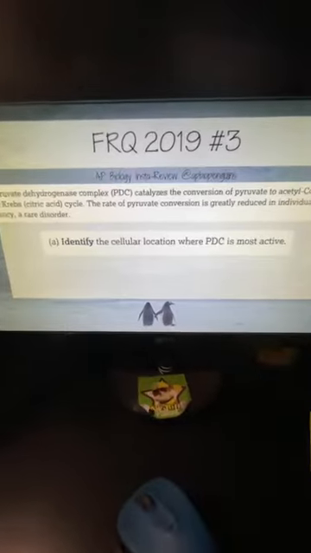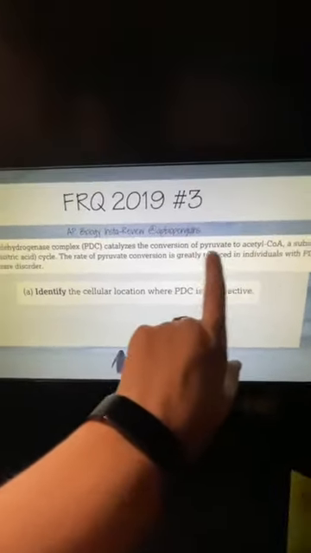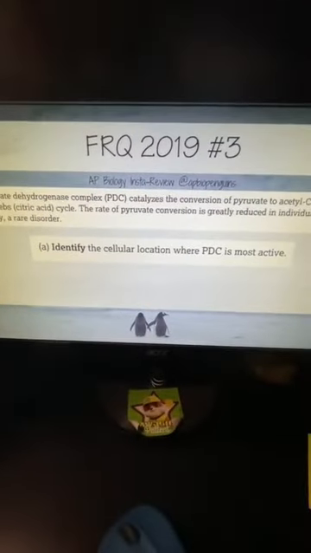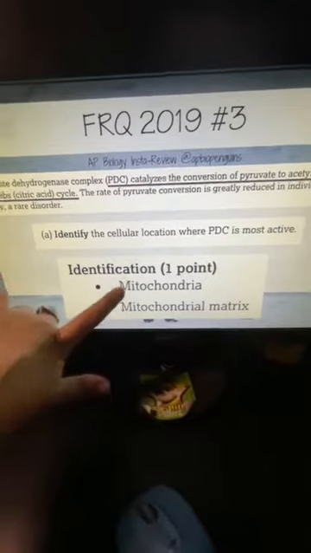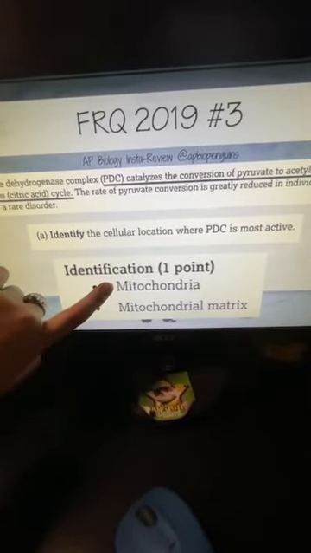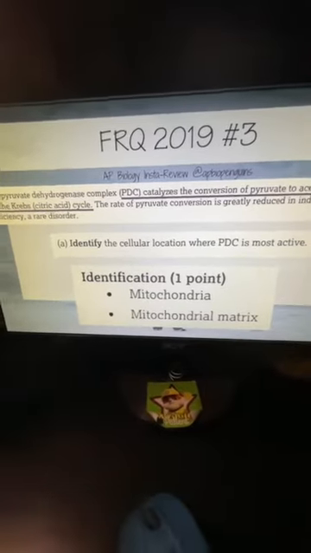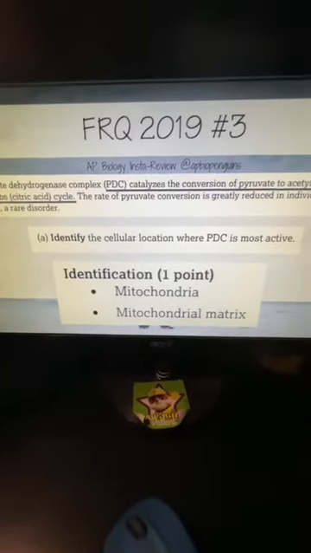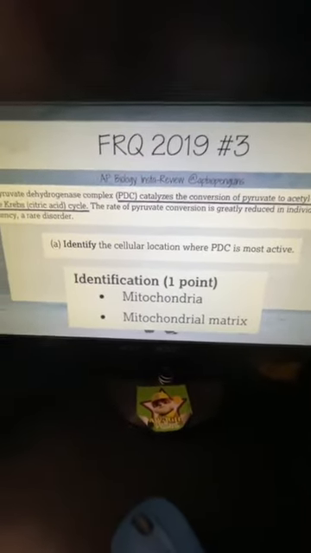So we first need to come up with where's the cellular location where the PDC is most active. Well, since we know this is happening with the Krebs cycle, I know this must be taking place in the mitochondria, specifically in the mitochondrial matrix. Okay, so that would be the answer we should see here. You can either just go straight with mitochondria or go mitochondrial matrix. If you tell me the cristae, you are wrong and you will not get this point. So you do need to make sure that you understand the location of where we see that Krebs cycle taking place.